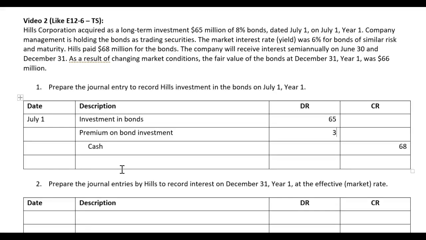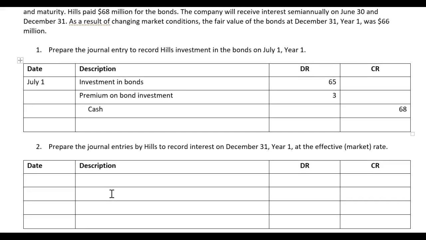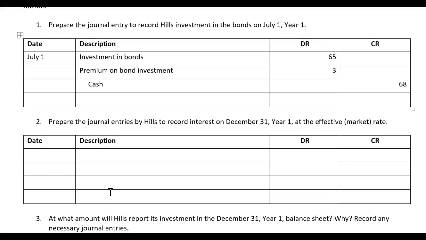Alright. So next we're going to prepare the journal entry by Hills to record interest on December 31st at the effective or market rate. So again, we're using the effective rate of interest here. So we're going to go in, and December 31st, we're actually going to record the entry. And again, just like held to maturity, we're going to calculate it the same way. One, we're going to receive cash because we're the investor, so they're going to pay us cash.